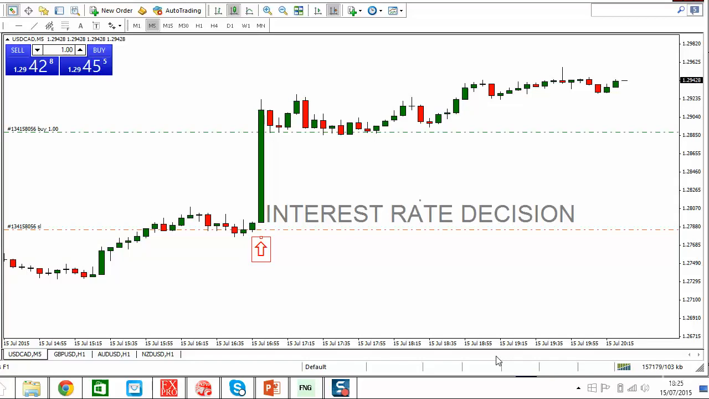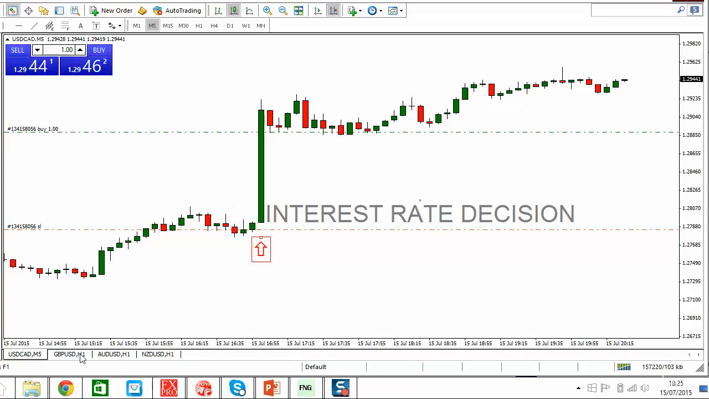So we're going to have a look at a few examples of some very large, very quick moves, all driven by economic news events. So the first chart that we're looking at here is dollar CAD. It's the 15th of July 2015, and as you can see, we saw a very, very large move from here all the way up to where we currently are. And this was created by an interest rate decision. And it caused the dollar CAD currency pair to move a couple of hundred pips in the space of a few hours.